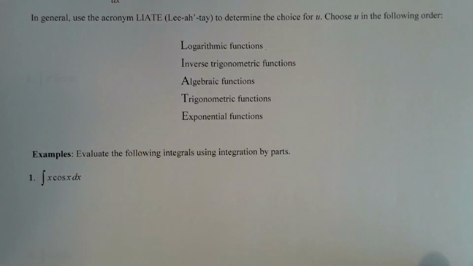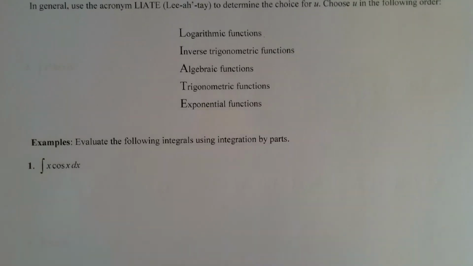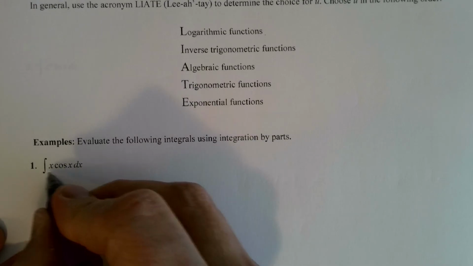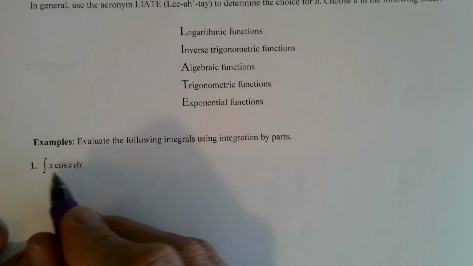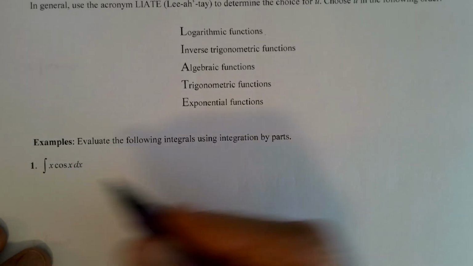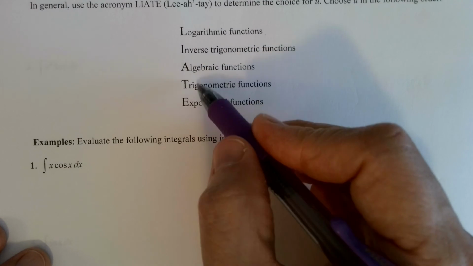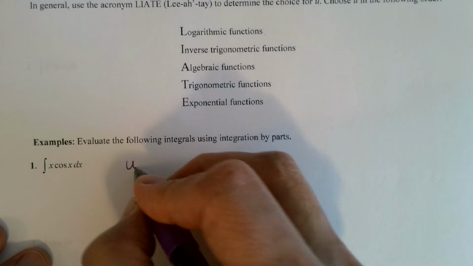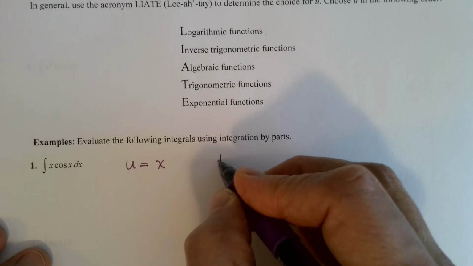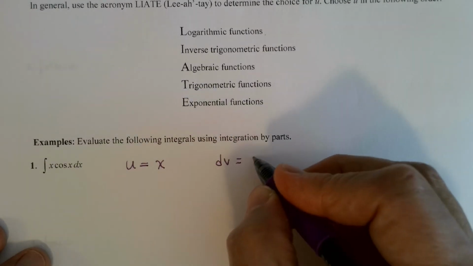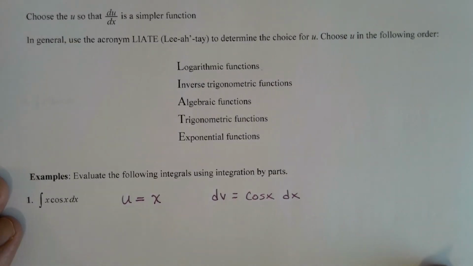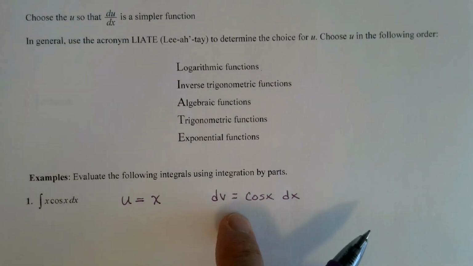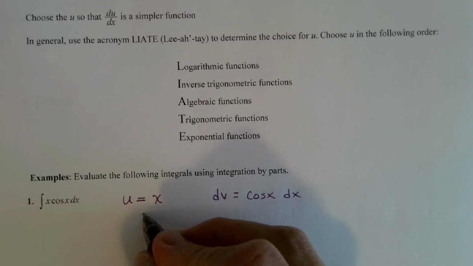Let's take a look at some examples now. We'll start with this simple example. We've got x times cosine of x. Which function do we choose to be u, x or cosine of x? x is algebraic, cosine of x is trigonometric. Well, algebraic comes before trigonometric, right? So I'm going to choose u to be x, and that leaves dv to be everything else, cosine x dx. So you choose your u and you choose your dv. Once you choose your u, everything else is the dv. And then here, we're going to differentiate.